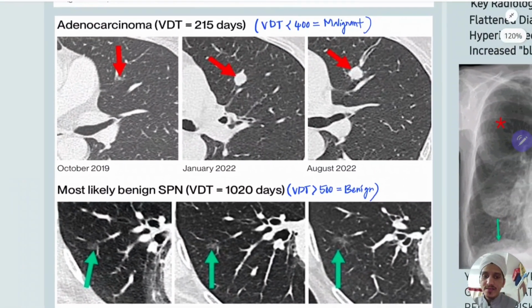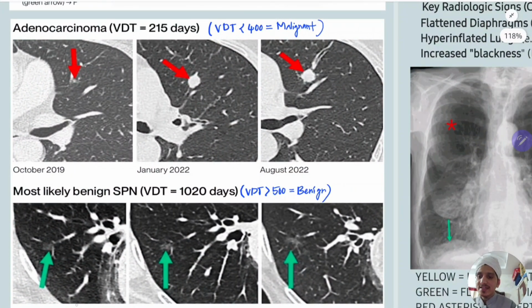See, these are serial X-rays which are taken. So this is October 2019, October 2022, August 2022. This was the size, and see here it is increased to this much in how many days? In 215 days. VDT is 215 days. That is nothing but less than 400. So it is a malignant nodule. Like that, you should compare two different CT scans. You need to follow the Fleischner Society guidelines; go and watch that video.